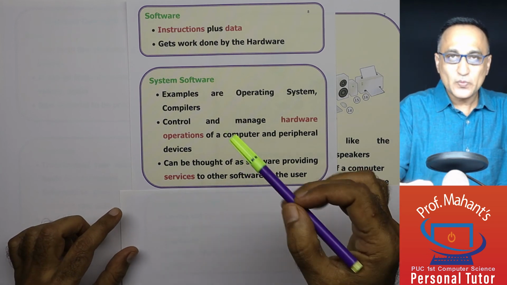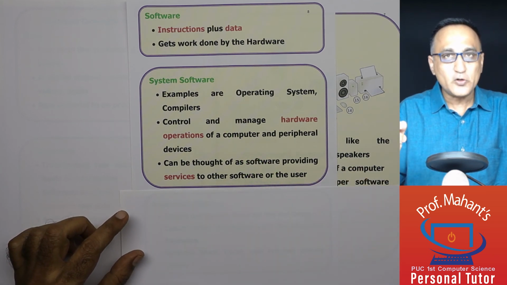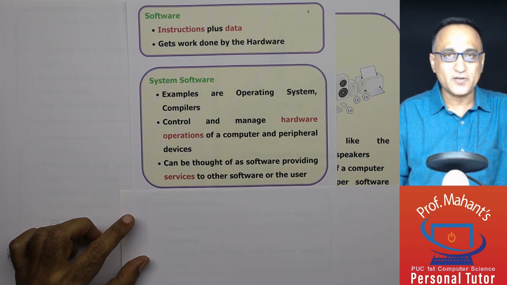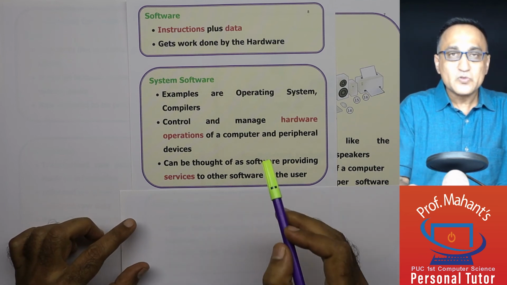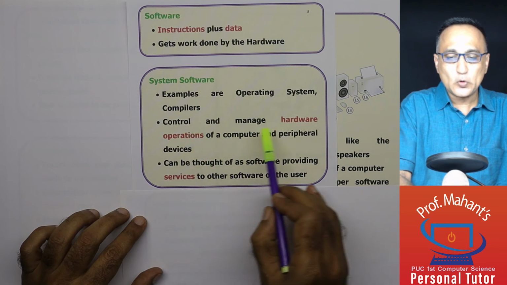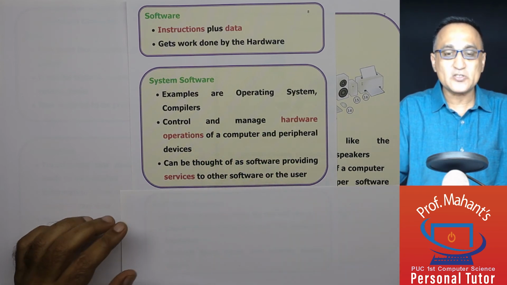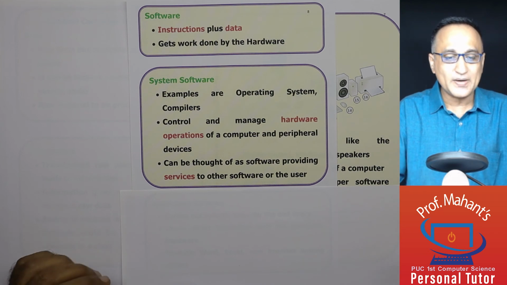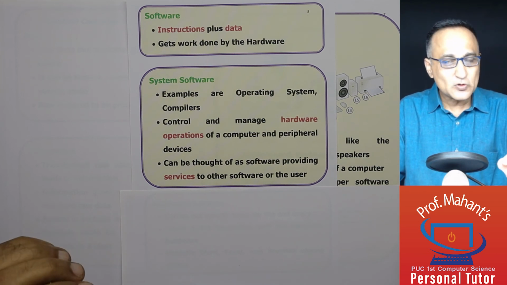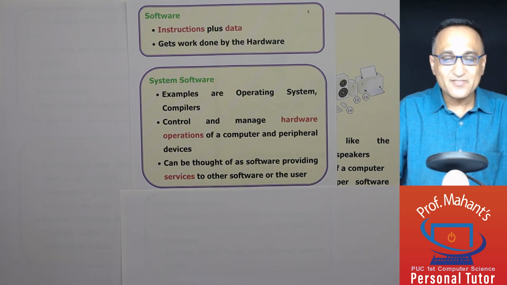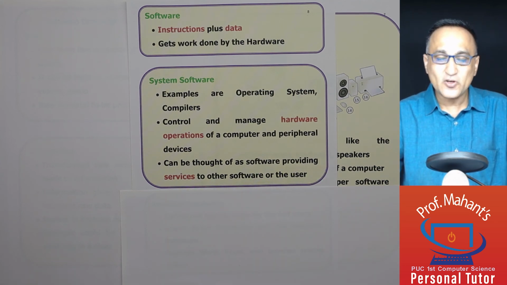So system software is a type of software. In order to write it, you need to have a detailed understanding of the hardware of the machine or the hardware architecture. Generally, system software majorly tries to control and manage the hardware operations of the computer. It works closely with, or talks to, the hardware very frequently. You can think of system software as software which provides services to other softwares or users.